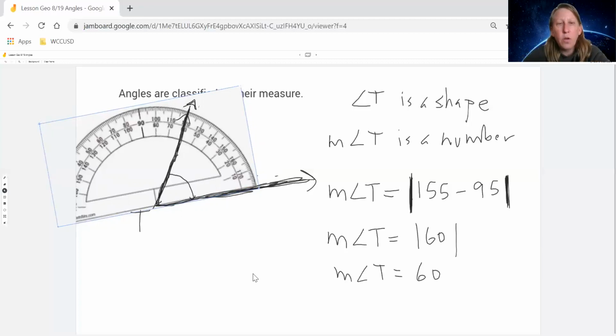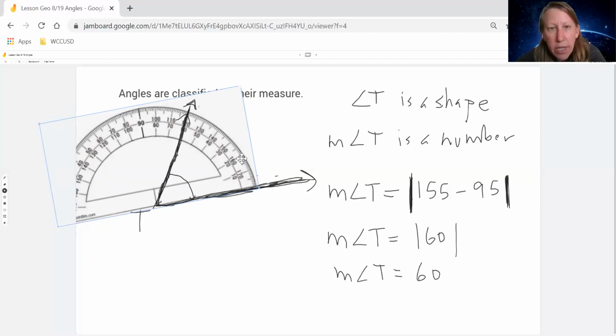Okay, so if you place your protractor properly, you're going to put the vertex down at the middle. Some protractors have a hole in them, some don't. And then you are going to line up one of the sides of the angle with the bottom of the protractor. What that does is that tells you, okay, I'm going to start at 0.